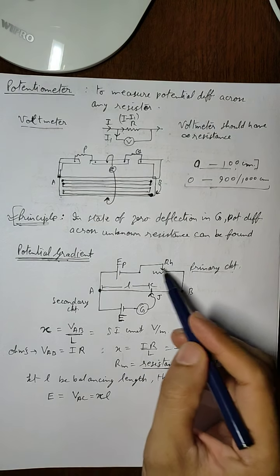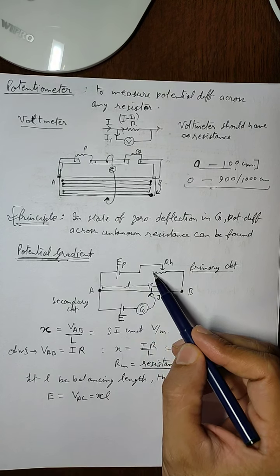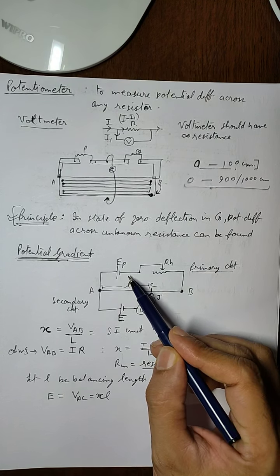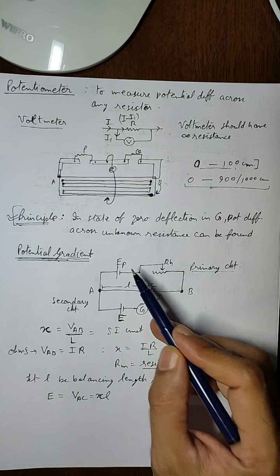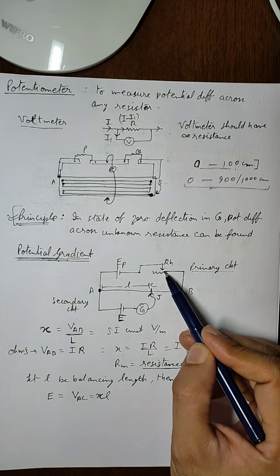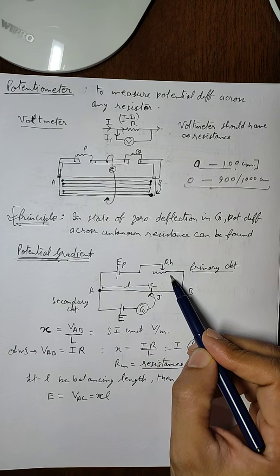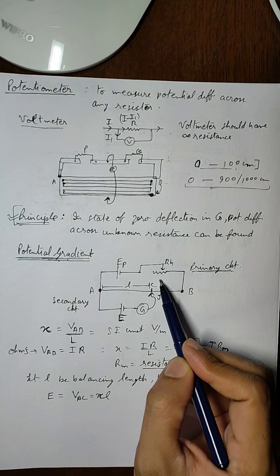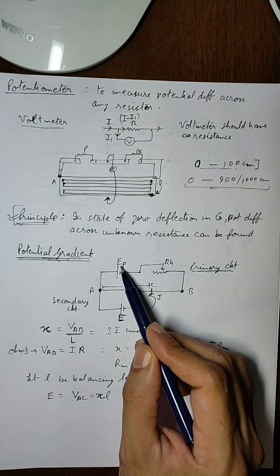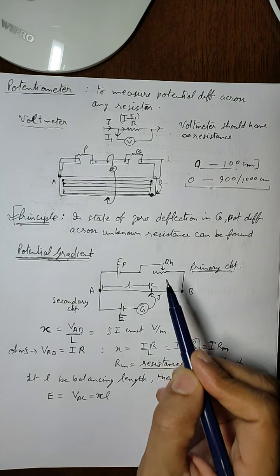Now this circuit has two parts. It has two batteries, so it has two parts. This upper part of the circuit has a battery of EMF EP. This is the primary battery. Rheostat is connected here, and then there is a potentiometer wire AB. This upper circuit is called the primary circuit. The potentiometer takes its current from this source. So this is called the primary circuit.